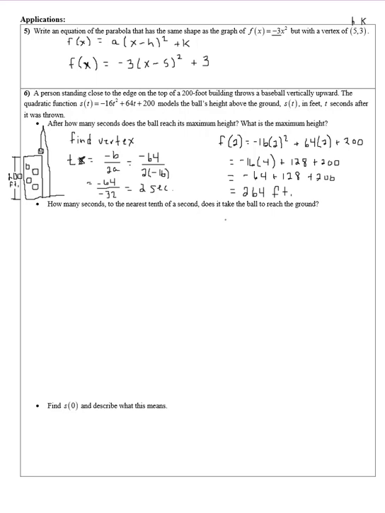So how many seconds, to the nearest tenth, does it take the ball to reach the ground? Well, when the ball reaches the ground, its height above the ground is 0. So we essentially need to find our x-intercepts. So negative 16t squared plus 64t plus 200 equals 0. Now, I am going to factor out the greatest common factor because that's going to make it easier in the long run. And I'm going to factor out a negative of that because I don't like negatives on my squared term. So I'm going to take out a negative 8.